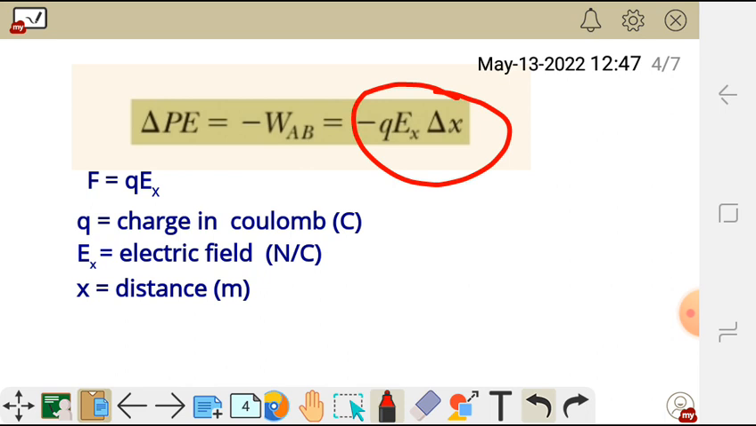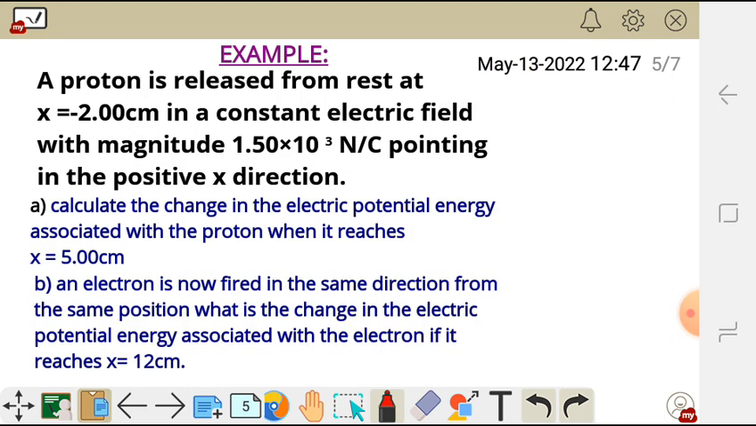So let's have an example. We see how we can calculate potential energy. For example, a proton is released from rest at x equals -2 centimeters in a constant electric field with magnitude 1.5 × 10^3 newtons per coulomb, pointing in the positive x direction. Calculate the change in electric potential energy associated with the proton when it reaches x equals 5 centimeters.